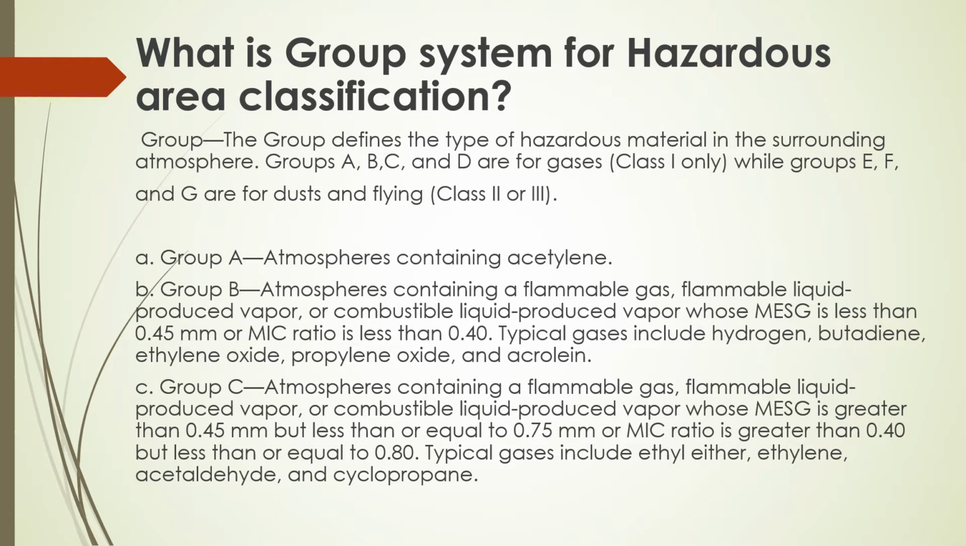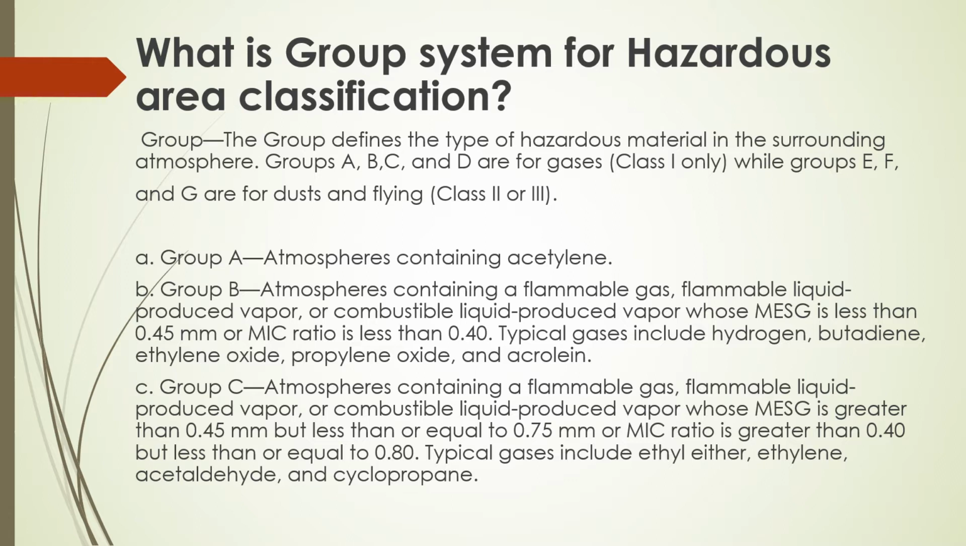Group B contains atmosphere containing a flammable gas, flammable liquid produced vapor or combustible liquid produced vapor whose MESG is less than 0.45 mm or MIC ratio is less than 0.40. Typical gases include hydrogen, butadiene, ethylene oxide, propylene oxide and acrolein.